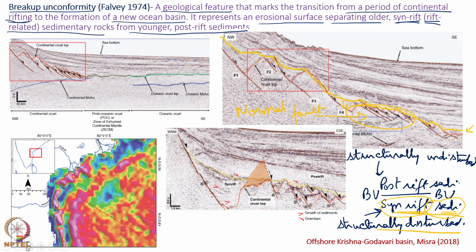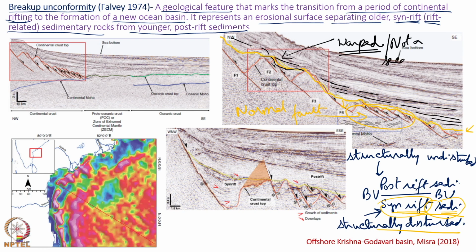And above the breakup unconformity, we are observing structureless features, only the bedding planes. Here I can clearly see they are warped, but this warping is because of this uneven geometry. It is not a secondary folding.